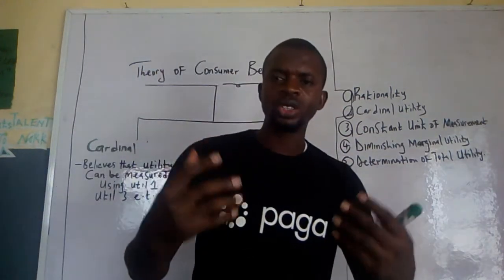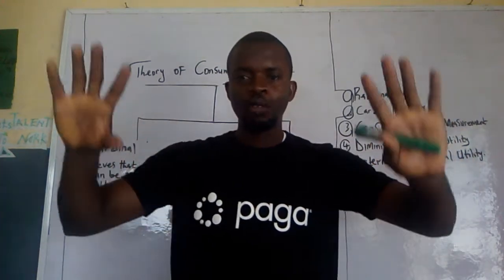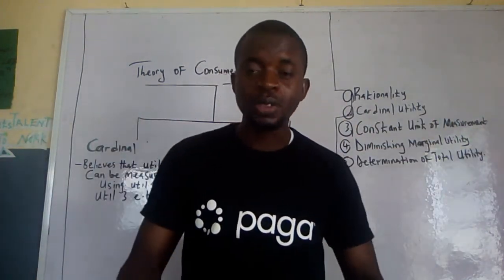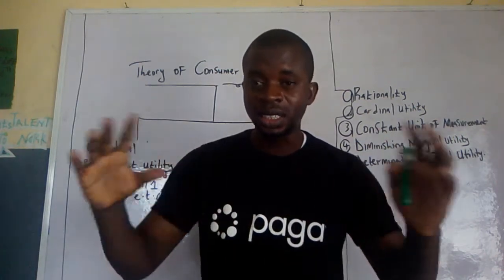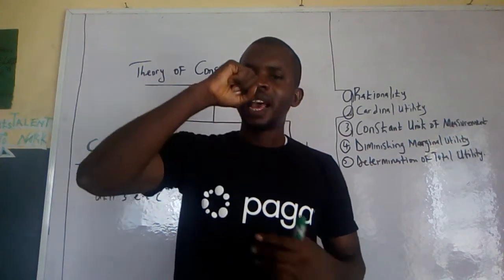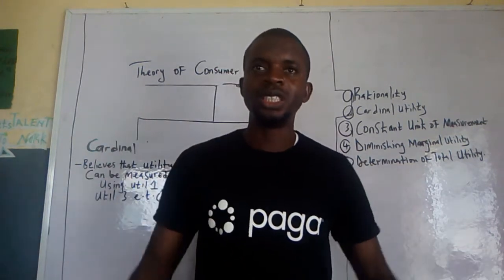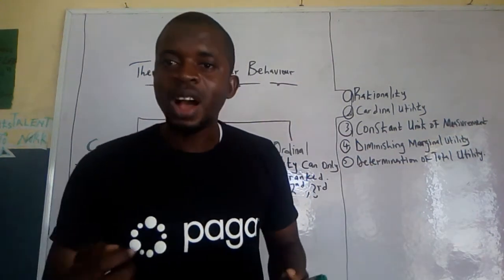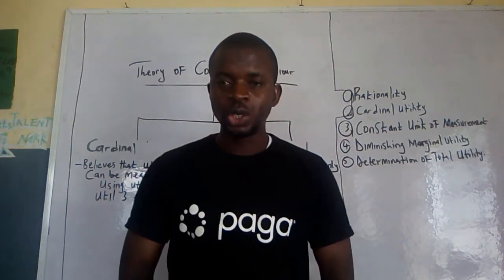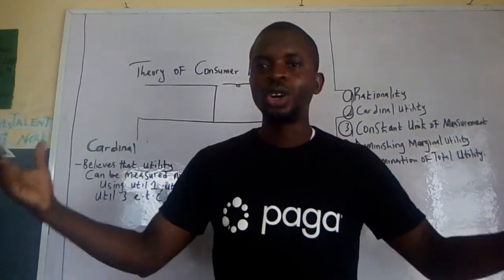Now, it's going to take us to the measurement of utility. What is utility? Utility is the satisfaction derived from goods and services. If you take a sip of water, that enjoyment you get, that is your utility. You take a sip of ice cream, that enjoyment, that refreshment you have, that is your utility.